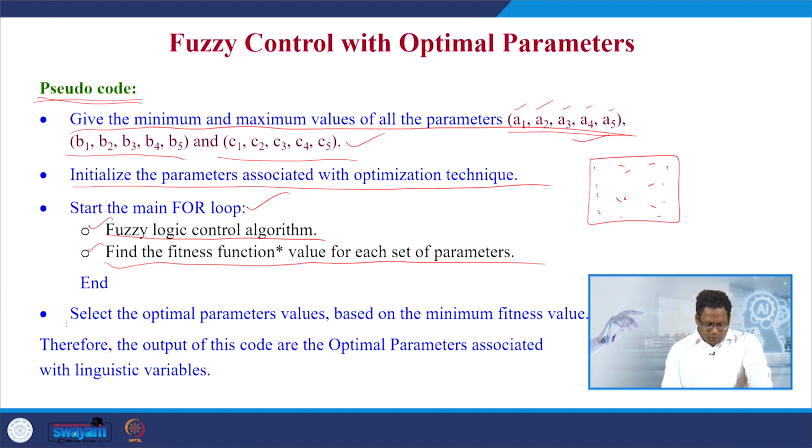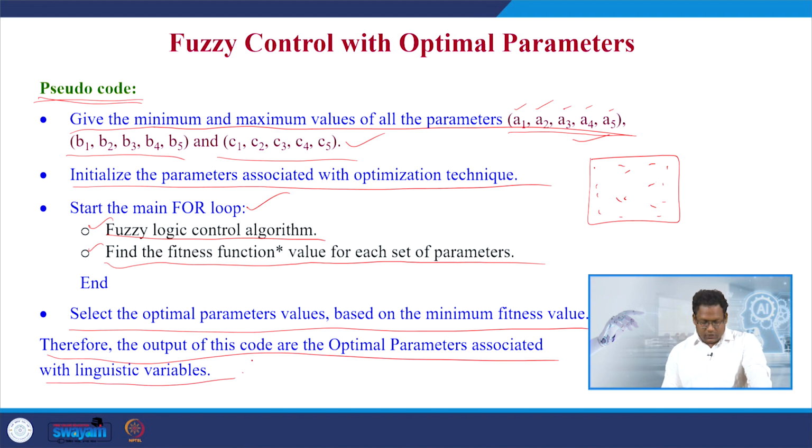Now, select the optimal parameters based on the minimum fitness value. Therefore, the output of this code are the optimal parameters associated with the linguistic variables. So, the output of this optimization approach will give the optimal design variables. Using them will lead to fuzzy control with optimal parameters.